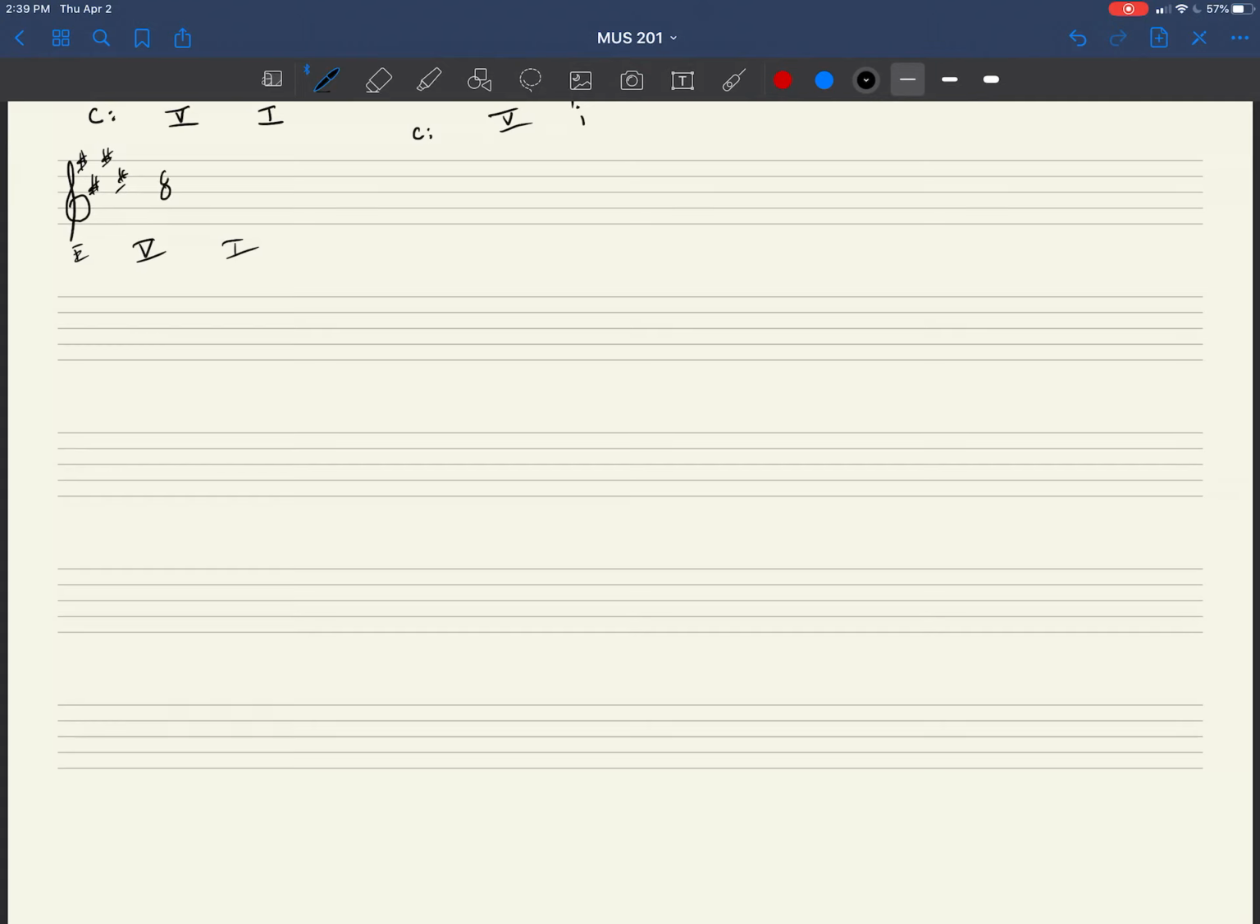And I need the notes B, D sharp, and F sharp. That's my 5 chord in the key of E. And then I also need an E, a G sharp, and a B. So that's my 1 chord. So now that I have my chords listed, I'm going to double these roots so I make sure I use all 4 chord members, or have 4 parts for the composition. I'm going to put in my key signature here.